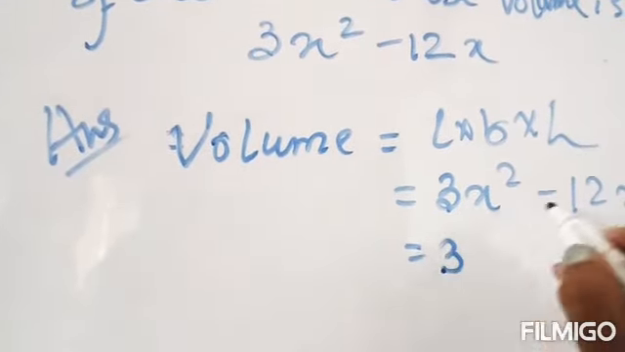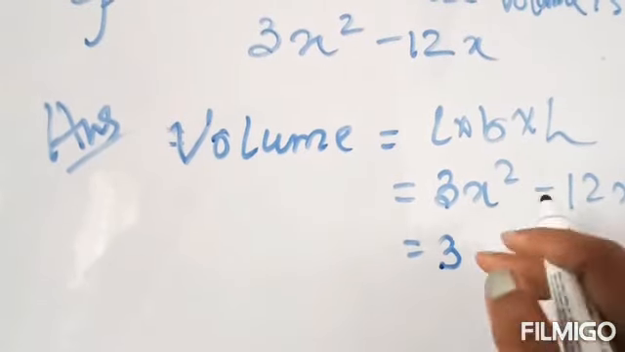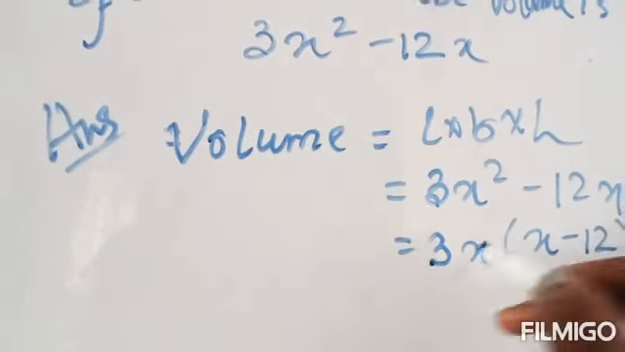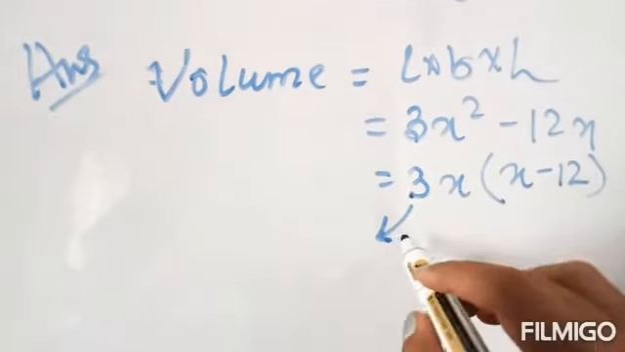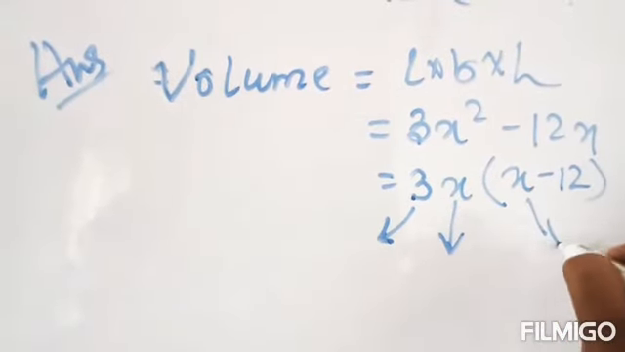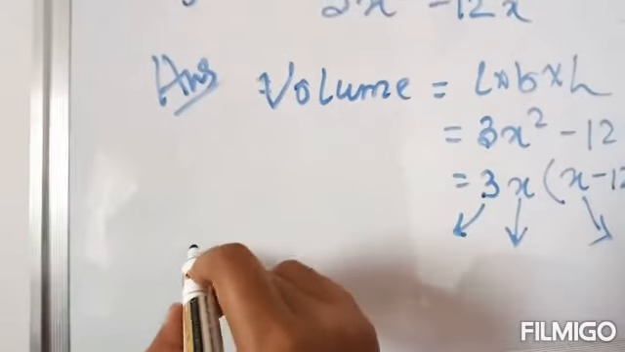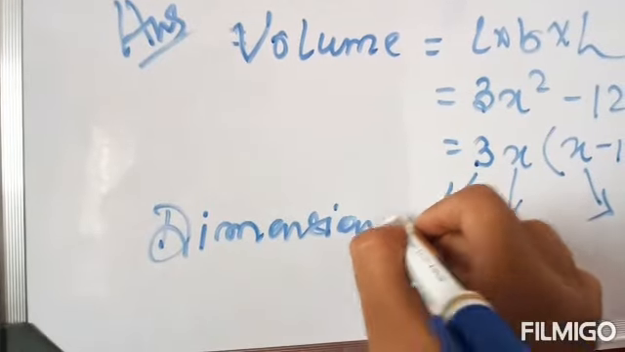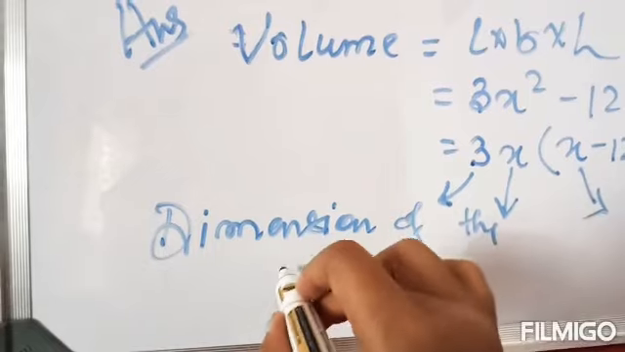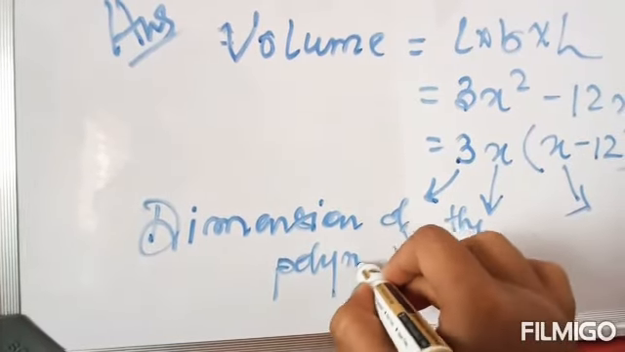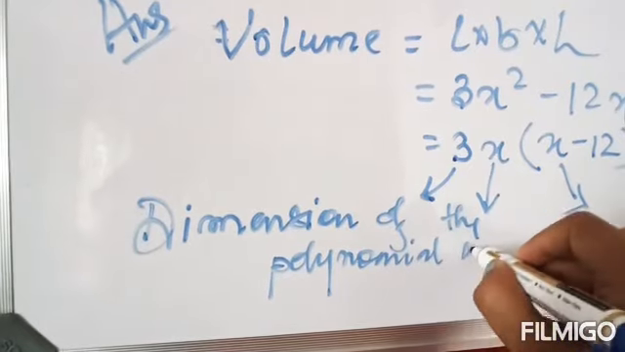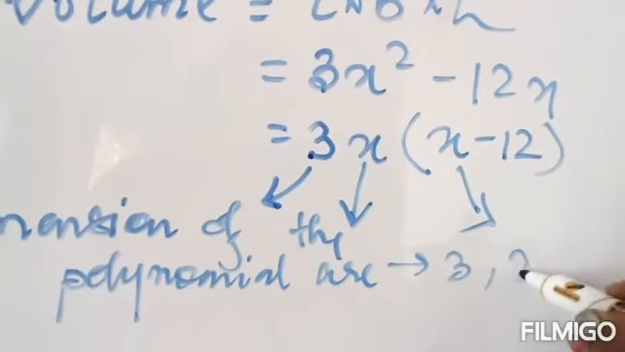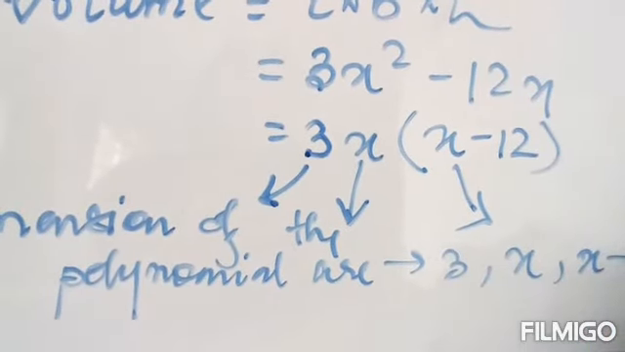If I take 3 common, you see 3 and x are common in both terms. So if I take 3x common, what remains is x minus 4. So here you see I am getting one factor as 3, another factor as x, and another factor as x minus 4. So the dimensions are 3, x and x minus 4.